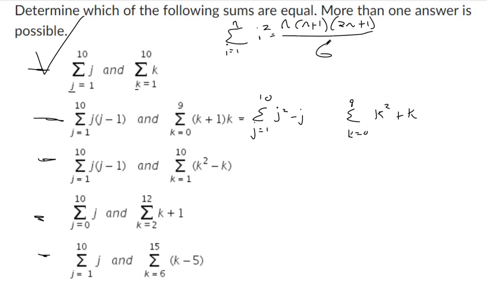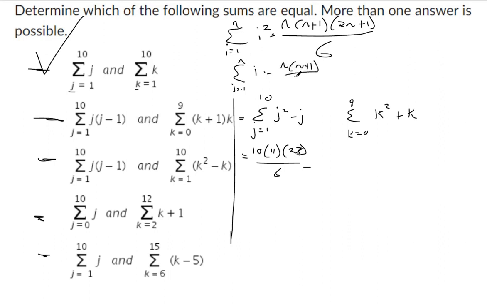That's a quick computation. So for this one, when we sum from 1 to 10, we're plugging in 10 for n. So that's going to be 10 times 11 times 22 plus 1, so times 23 over 6. And then we're going to subtract the summation of j. The sum from i equals 1 to n of i is just n times n plus 1 over 2. So those are just summation formulas you can quickly Google. My handwriting is terrible. So this is going to be 10 times 11 over 2.